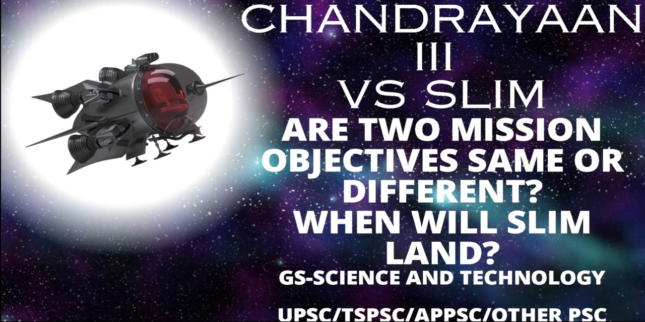In this video, I'll be briefly discussing the differences between the Chandrayaan 3 mission and the SLIM mission. This is launched by the Japan Space Agency related to a lunar mission. We will find out whether these two missions have the same objectives or different objectives, and also have a look at some of the related aspects of this mission. This topic will be useful for general studies as a part of science and technology. It will also be useful for all these public service commission exams.